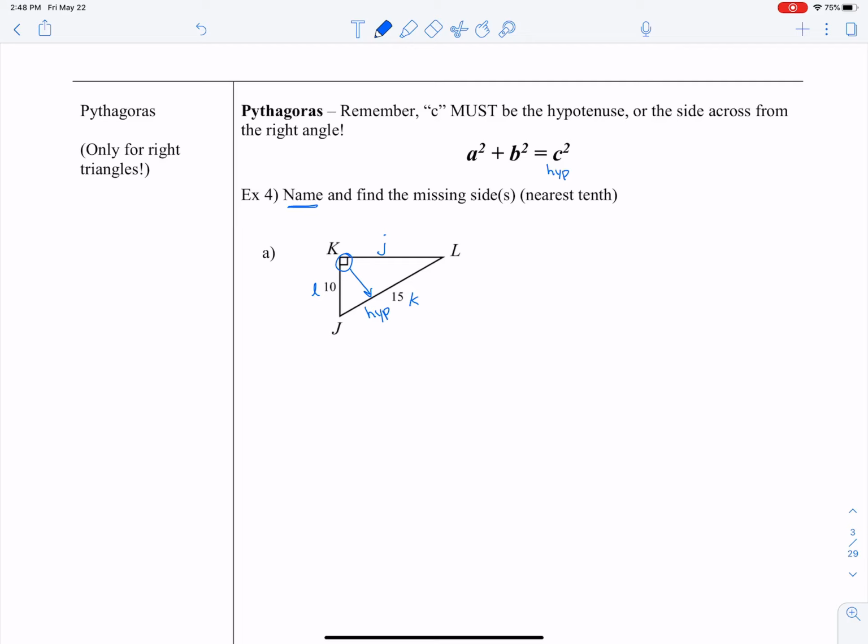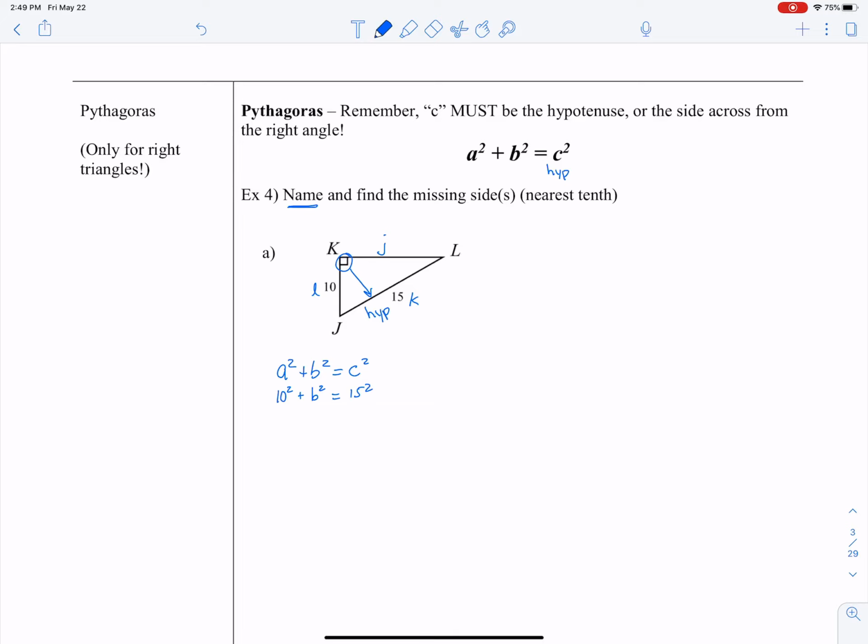Next, they want us to find the missing side. So we have our formula: A squared plus B squared is equal to C squared. We know that our C squared has to be our hypotenuse. So we're going to take whatever value we have for the hypotenuse and fill that in first. We know it's 15, and our formula has a little 2, so we put the 2 on it, 15 squared. Next, it doesn't matter which one of these we call A, so let's just call this one A. We're going to call this 10 squared. And then we don't have a value here. There's no information, so we're just going to leave this as B squared.